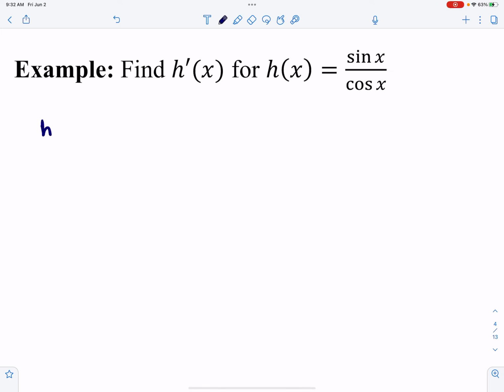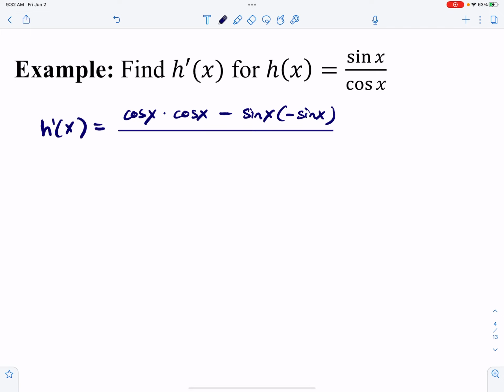So h prime, below d high minus high d low would be negative sine x, right? Derivative of cosine is negative sine, all over low low.